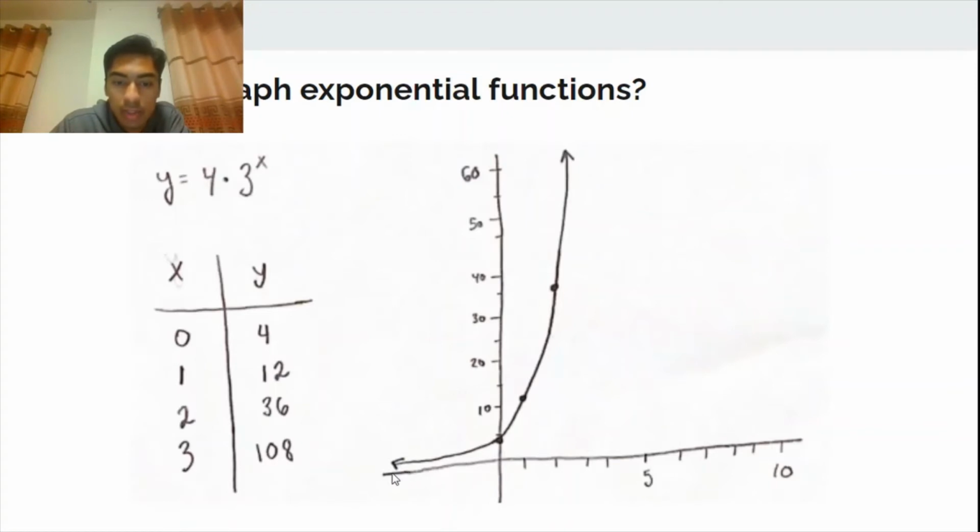And so as we can see, this graph has an upward curve, which makes sense because our b value, or our base value, is 3, which is greater than 1. And we know that when it's greater than 1, that indicates exponential growth, which is an upward curve.